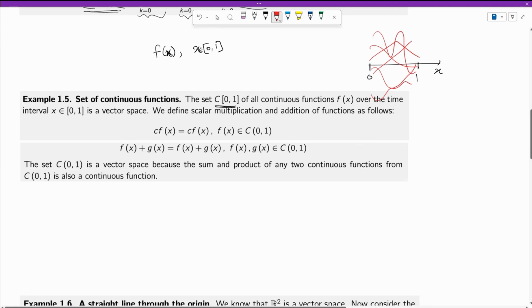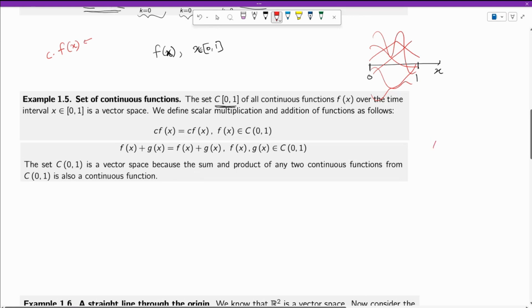Any fancy function you can draw, as long as it's continuous, is in the set C[0, 1]. And we've seen before, if you have a function f(x), we can do a scaling operation. When you say you're scaling it by a factor c, you're simply taking the function, computing the value of f(x), and whatever value comes out, you multiply that number by the scalar. That's the scaling operation.